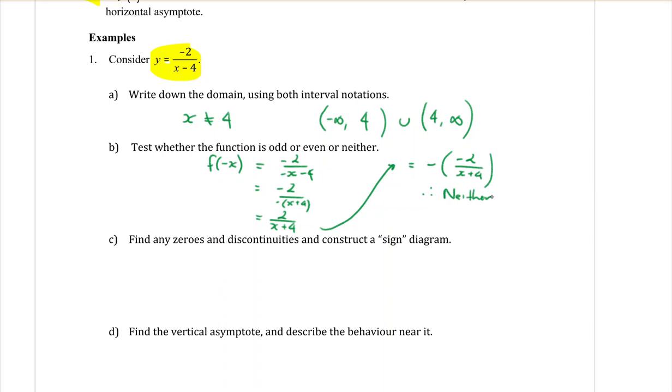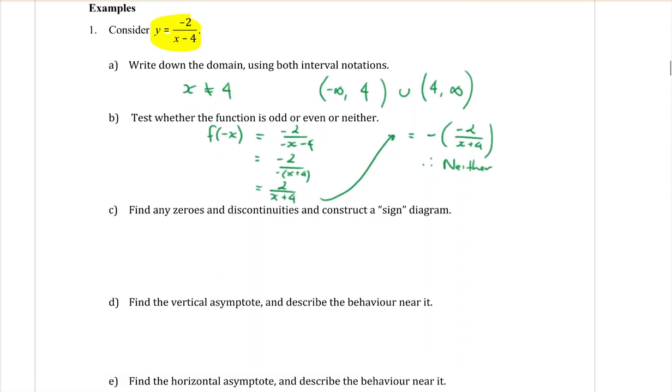Part C, find any zeros and discontinuities and construct a sign diagram. So you know the difference between a zero and a discontinuity? A zero is the x-intercepts of your graph, where it's going to cut through the x-axis, and the discontinuities is where there is a break. The graph will go to one point, it will break, and it will start again somewhere else. Usually for us, that's going to be over an asymptote. Okay, and then we're going to be constructing a sign diagram. So our equation, y equals minus 2 over x minus 4.